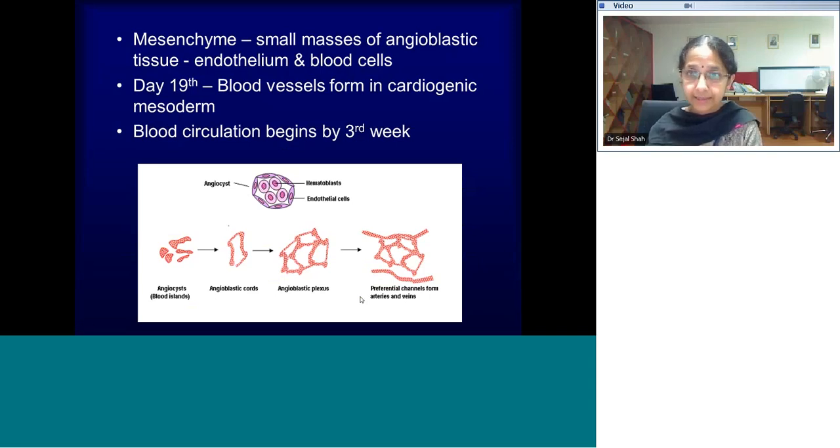By the 19th day, the blood vessels start forming in the cardiogenic mesoderm. So these are simultaneous events. By the time you have development of the endothelial tubes, you have the blood vessels forming, and then the blood circulation begins by the 3rd week.